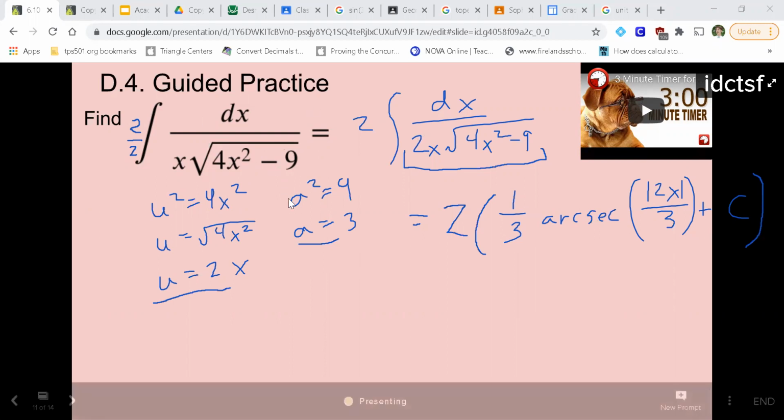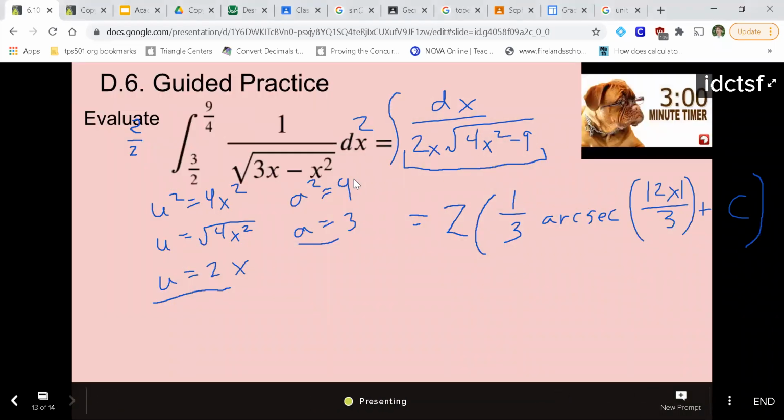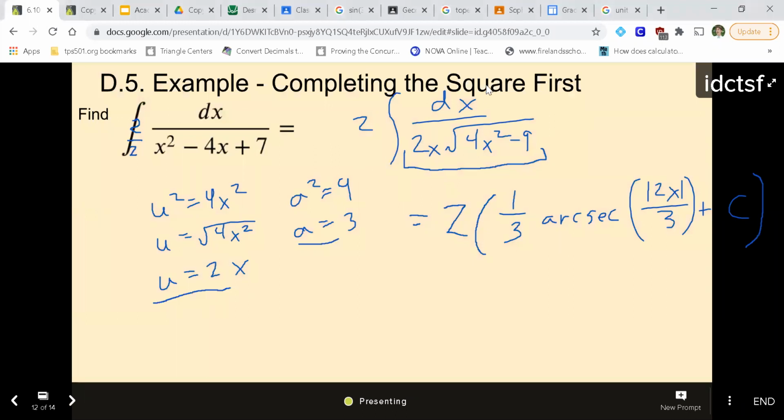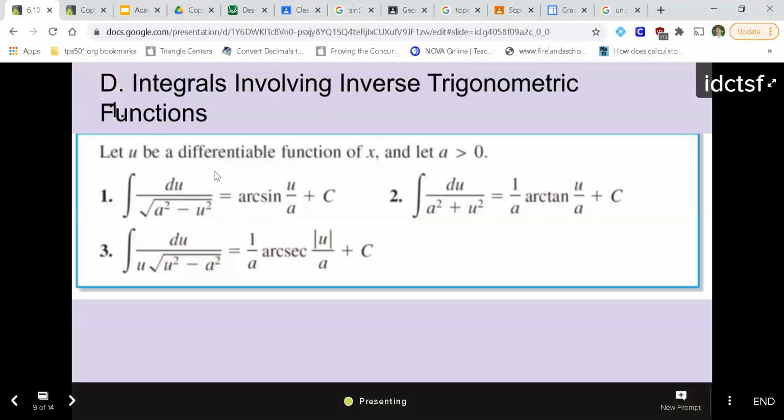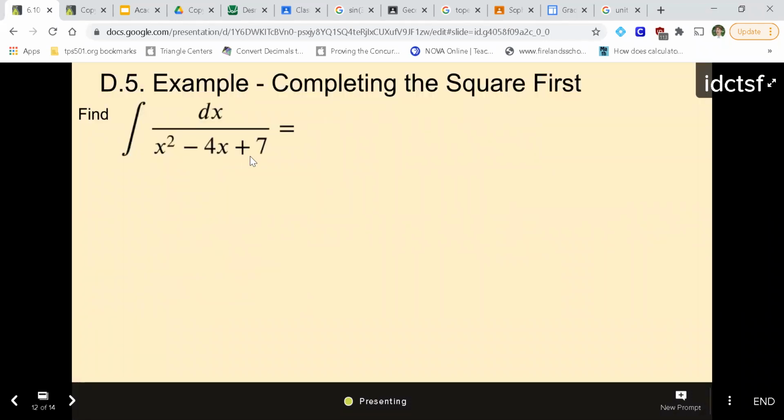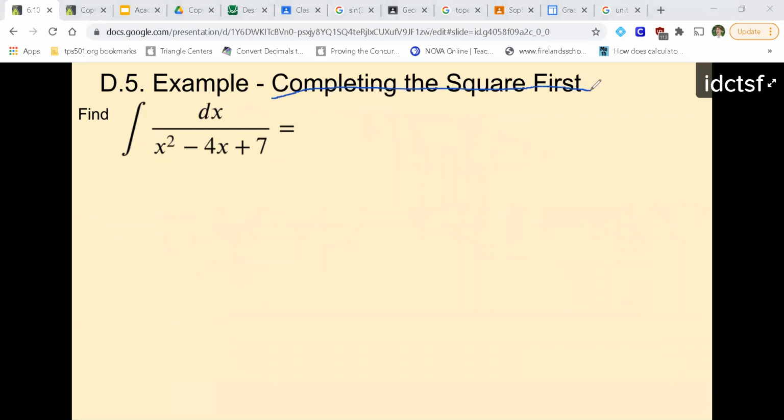All right, we're going to do one more where it's a little bit harder. So if you look at this, this problem doesn't immediately match any of them, right? None of these are a trinomial, like x squared minus 4x plus 7. So what we're going to do to make this match our formula is we're going to complete the square.